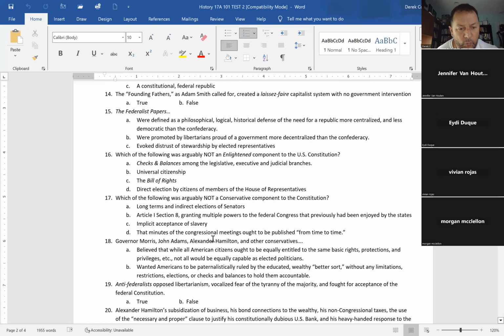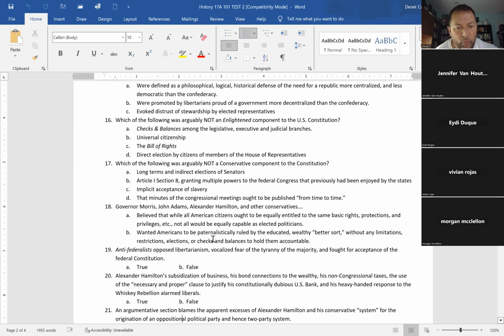All right. I don't want to do every single one. Governor Morris, John Adams, Alexander Hamilton, and other conservatives. Look at B. You should just know that that's not true. Wanted Americans to be paternalistically ruled by the educated, wealthy, better sort without any limitations, restrictions, elections, or checks and balances to hold them accountable. No, no one was that far to the right. Not them either. So notice they believe that while all American citizens ought to be equally entitled to the same basic rights, protections, and privileges, not all would be equally capable as elected politicians.